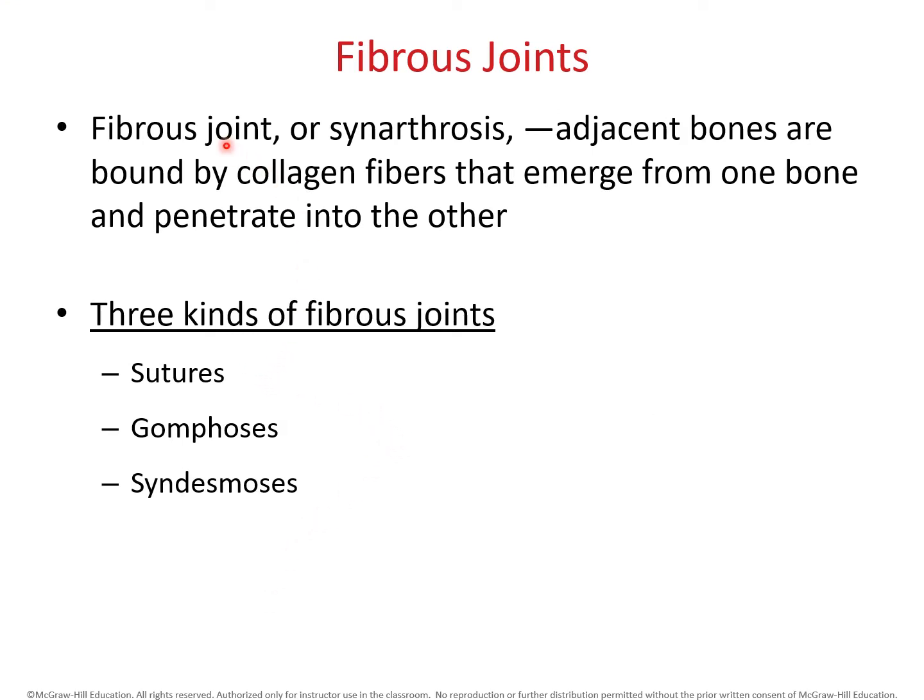Fibrous joints. Okay, so remember, fibrous joints can be classified functionally as synarthroses. Remember the prefix SYN means together. So this literally means bones together or bones close together. So with a fibrous joint, these bones are going to be close together, and therefore these are going to be considered either totally not movable, as in synarthrosis, or maybe slightly movable. All right, so three kinds of fibrous joints that we will talk about: sutures, gomphoses, and syndesmosis.